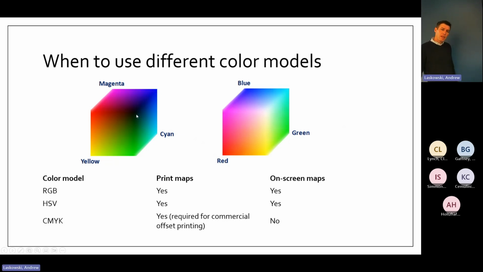With mixing ink together or paint together, if you mix these 3 colors together, you'll get black because it absorbs all the different wavelengths of light. So for print maps, you can honestly use all 3, but for commercial printing purposes, CMYK is preferred. On-screen maps, you should avoid CMYK and use either RGB or HSV, or the hexadecimal codes for web design I mentioned before.